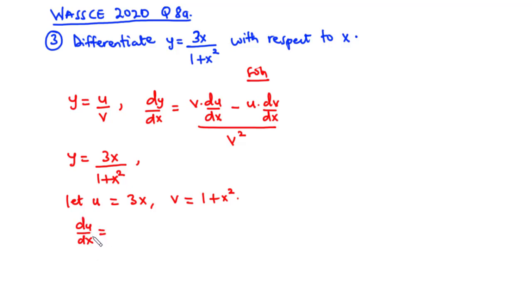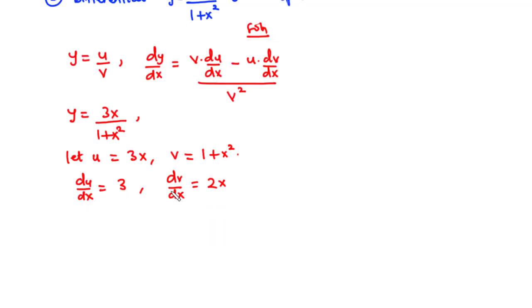So du dx means that we are going to find the derivative of u with respect to x. Now we have u to be 3x, so when you differentiate 3x with respect to x, then you have 3. And then for dv dx, we are going to find the derivative of v with respect to x. So this becomes 2x. Now when you differentiate a constant, it goes to 0, so we have 2x. Now you are going to substitute all these 4 values into this expression.